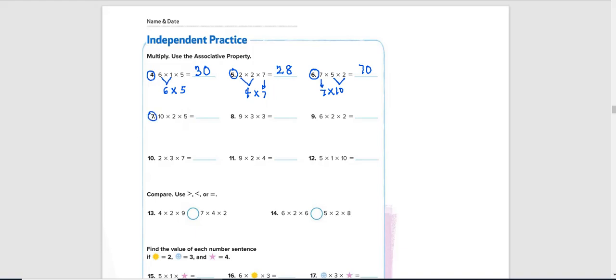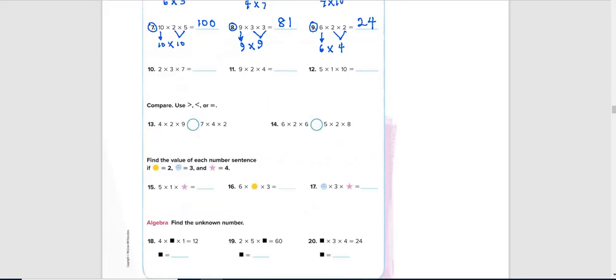Number 7. 2 times 5, 10. I bring 10 down. 10 times 10. 10 in 10 places, 100. Number 8. 3 times 3 is 9. I bring this 9 down. 9 times 9 is 81. Number 9. 2 times 2 is 4. I bring 6 down. And 6 times 4 is 24. Next, let's take a look at question 13 and 14, which is quite simple.